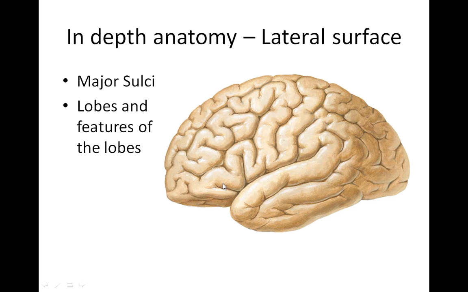The first thing that you'll notice is a fissure which passes almost horizontally, separating the brain into an upper and lower part. This fissure is called the Sylvian fissure, also known as the lateral sulcus. The other major sulcus that you have on the lateral surface is the central sulcus.